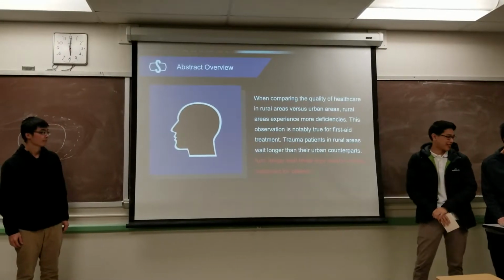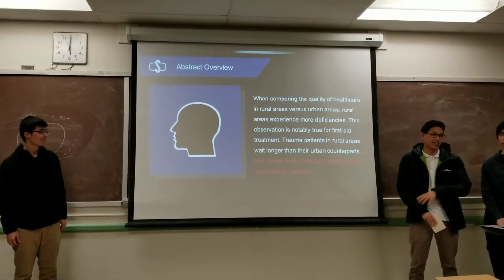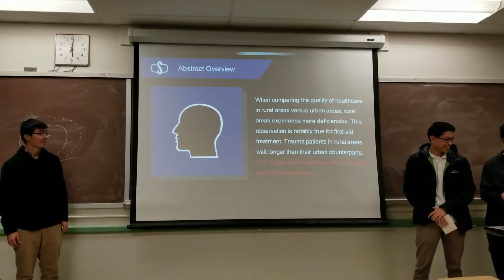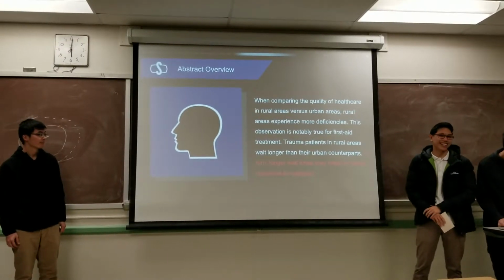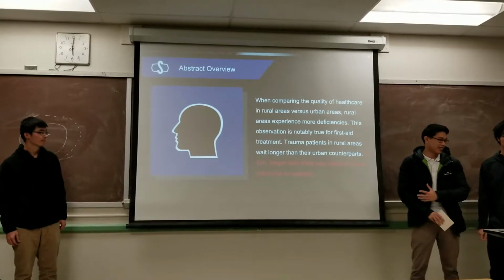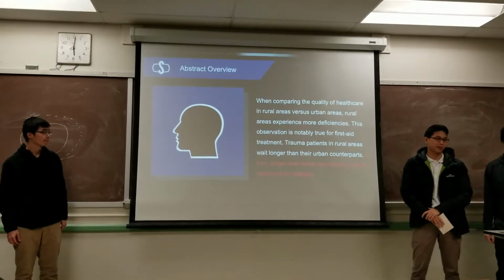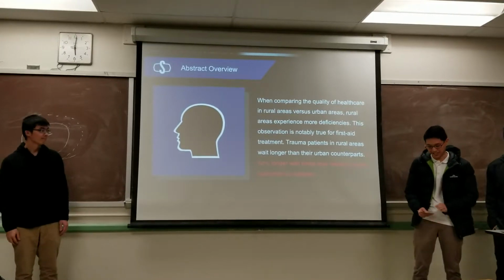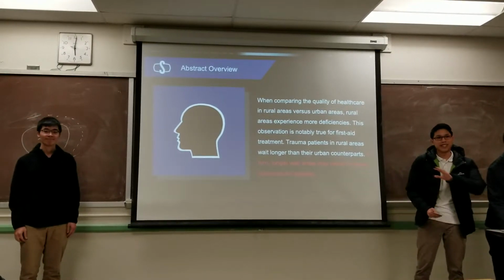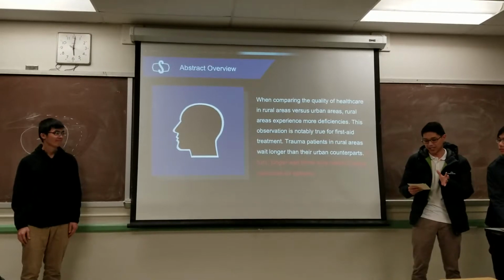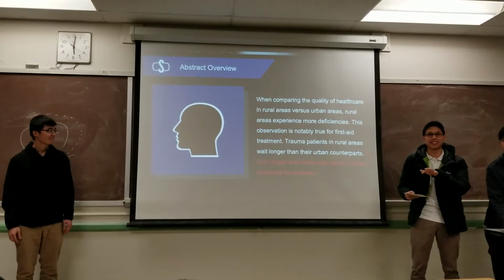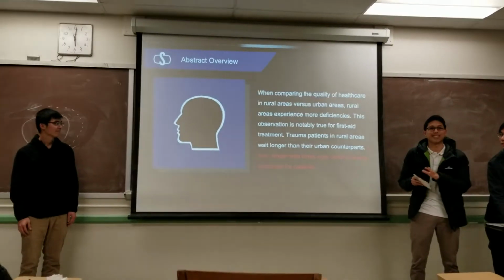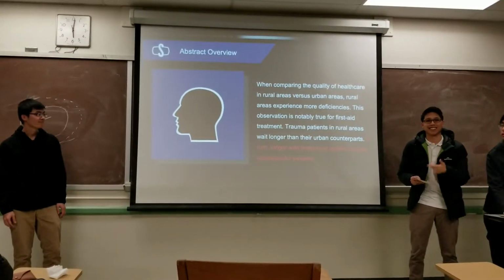So in comparing the quality of healthcare in rural areas versus urban areas, rural areas experience more deficiencies. This observation is notably true for first aid treatment. Trauma patients in rural areas wait longer than their urban counterparts. In turn, longer wait times may result in worse outcomes for patients. We did research and found that on average, rural areas wait 5 to 10 more minutes for emergency services than their urban counterparts. And these 5 to 10 minutes can really matter if someone's life is on the line.